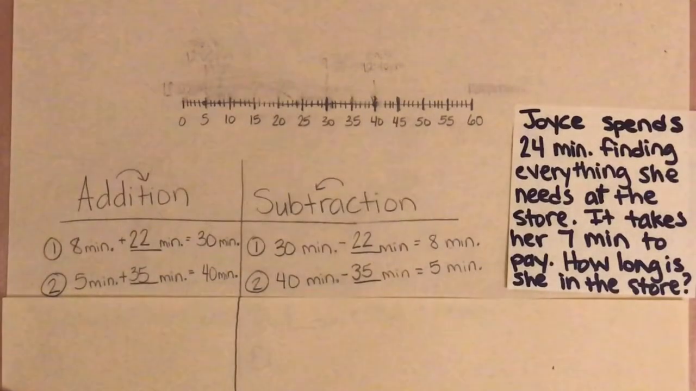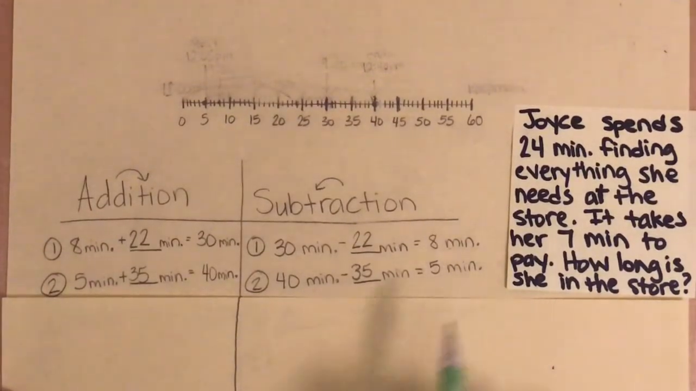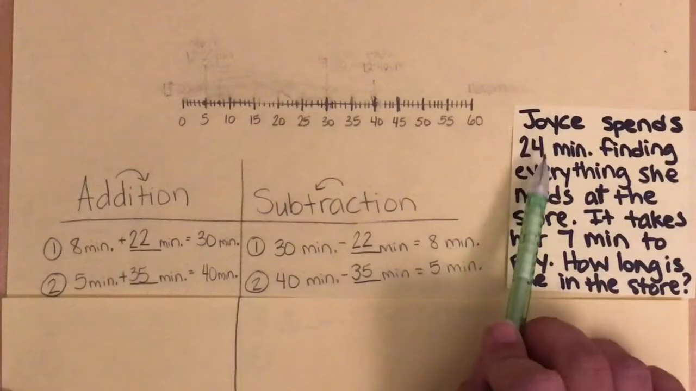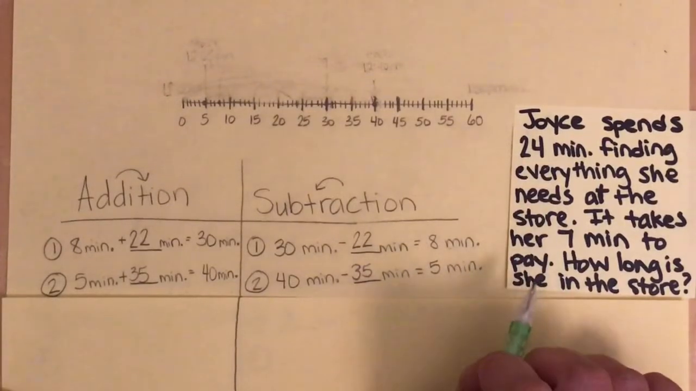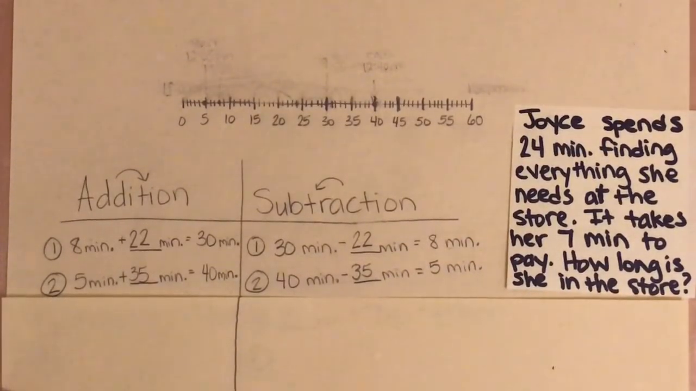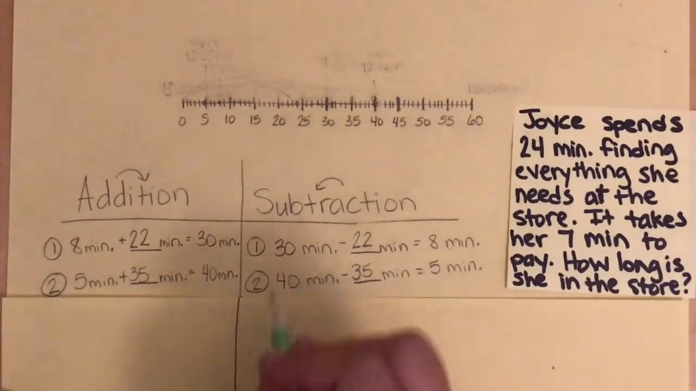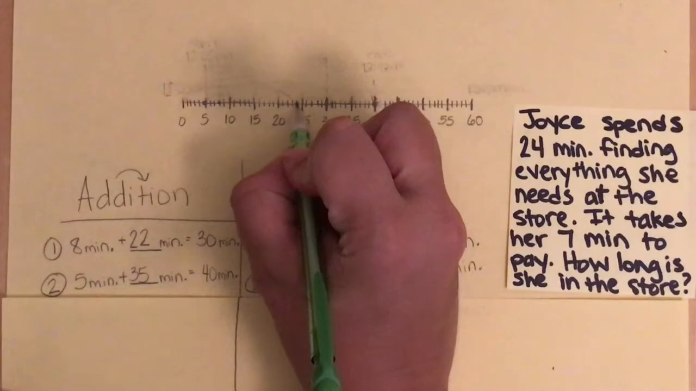On our last problem, Joy spends 24 minutes finding everything she needs at the store. It takes her 7 minutes to pay. How long is she in the store? You'll notice that on this problem, there's no time like 10:24 or 11:07. This time we're just trying to add minutes together. So go ahead and map out the information that you know. The first part of the information that we know is 24 minutes. So go ahead and plot that on your number line.